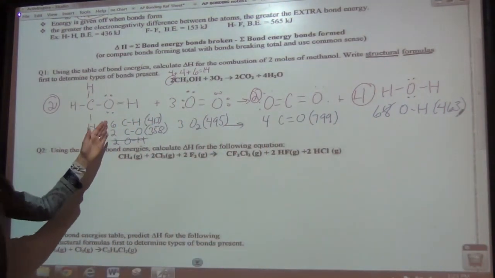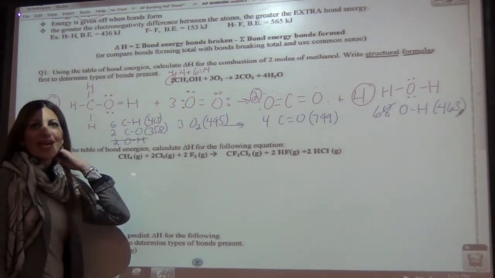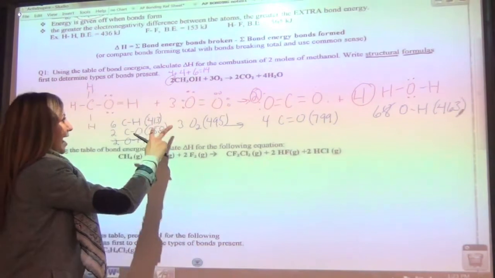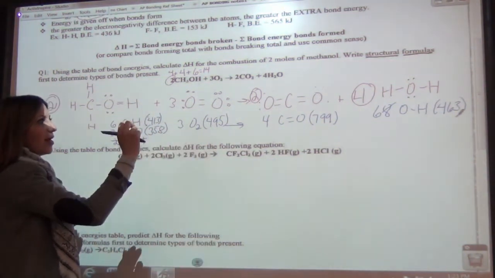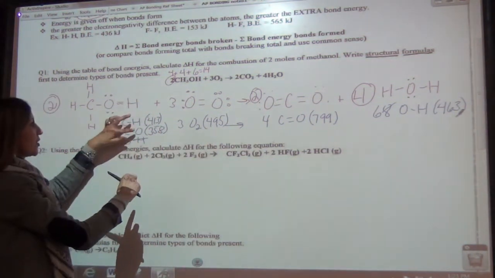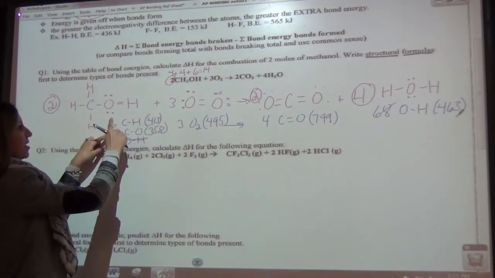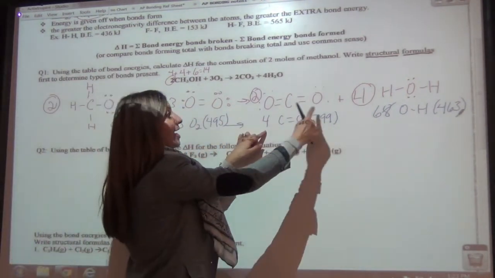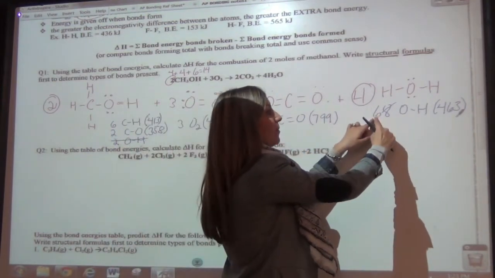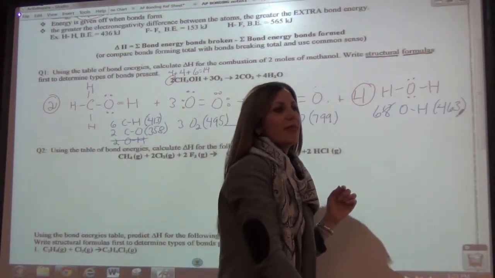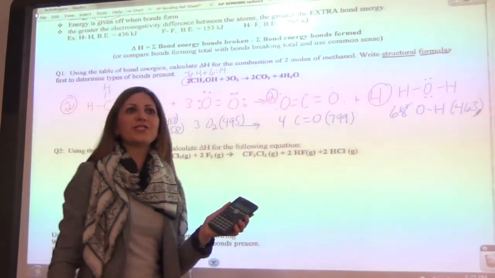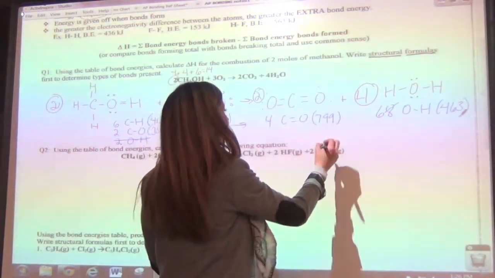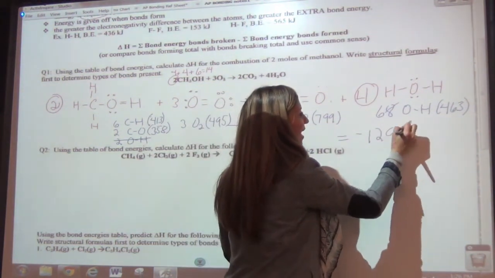Here's what I want you to do in your calculator. You're going to add your reactants and what? Subtract your products. Go ahead and add your reactants and subtract your products, and then tell me what you get. So you're going to add 6 times 413 plus 2 times 358, 3 times 495 minus 4 times 799 minus 6 times 463, and let's see what you get. All right, what did you get for this? Negative 1295. Yay! Equals negative 1295.